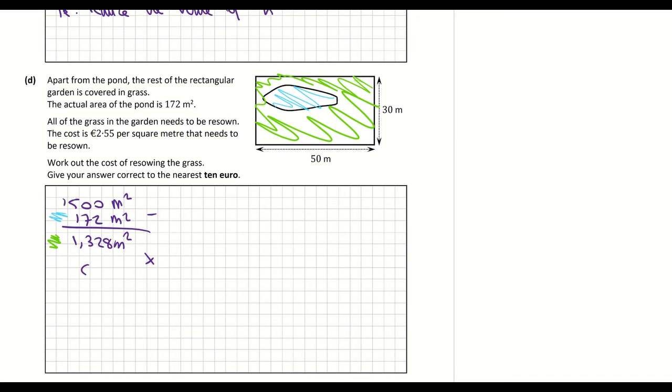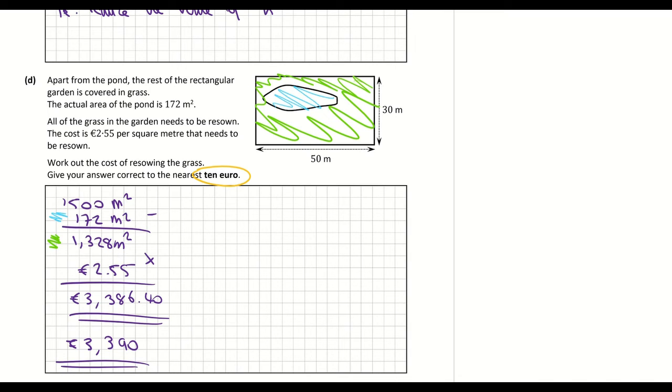I'm now going to multiply that by the cost per meter squared, which is €2.55, which is getting €3,386.40. Now just go back up to the question. It wants it to the nearest €10. So that's going to be 3,300 and not 86, it's going to be 90 because 86 is closer to 90. So €3,390 to reseed the lawn.